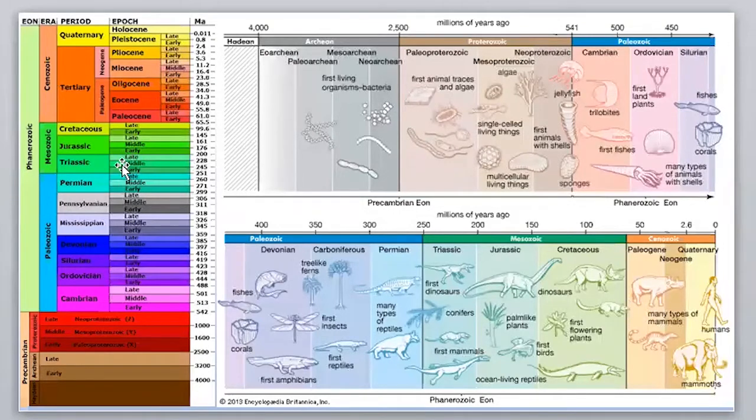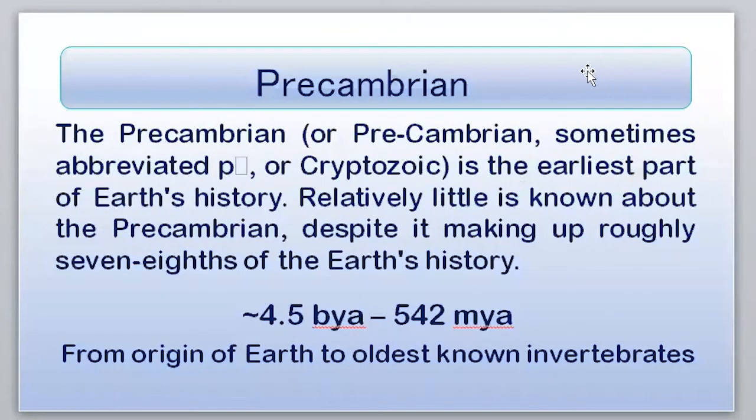So as a first period, or super eon, I will go to the Pre-Cambrian. Pre-Cambrian is sometimes called Cryptozoic. This is the earliest part of Earth history. The problem is this super eon marked 7/8 of the Earth history. If you divide Earth history into 8 parts, 7 were covered in this Pre-Cambrian time. It was 4.5 billion years to 542 million years.